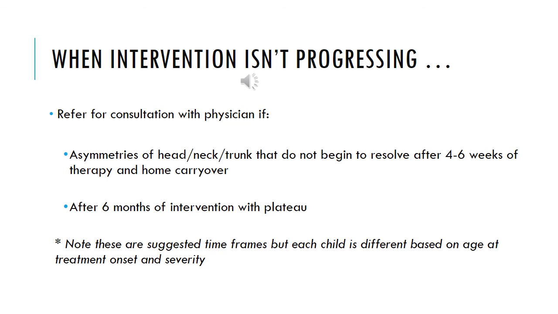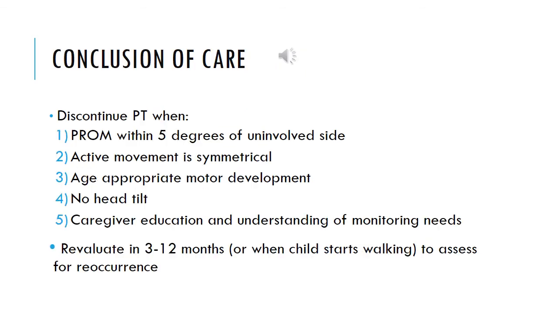After about 6 months of intervention, if you start to see that the child is no longer making any gains, so they've somewhat plateaued, but yet they're still asymmetrical, that's going to be another consideration to refer back to the physician if they need to continue to make improvements, but they're not. So maybe they need an additional step to get them the rest of the way. So that would be an important consideration when looking to reassess these children.